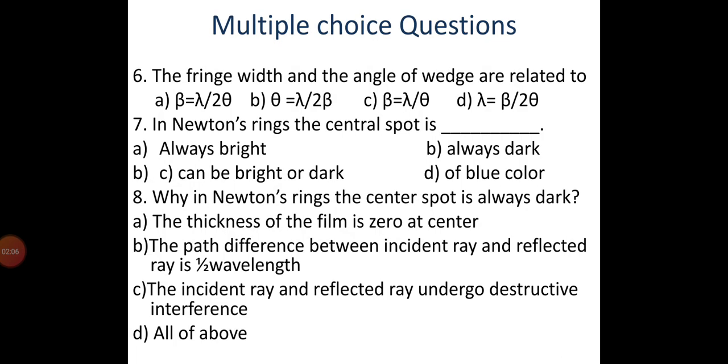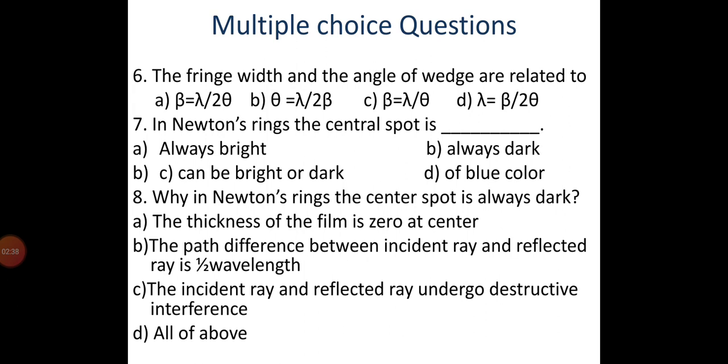The next question: the fringe width, that is beta, and the angle of wedge, that is theta, are related to each other by which of these expressions given below. Okay, when you have gone through the topic, that is interference in thin films, you just check out the topic wedge shaped films, then you will be able to find the answer to this particular question. Try to give the correct option out of the given 4 options.